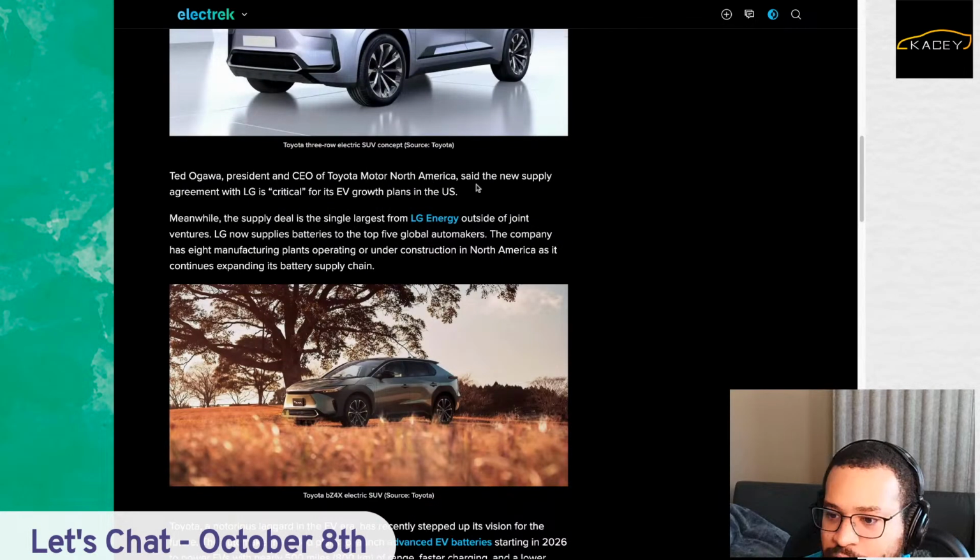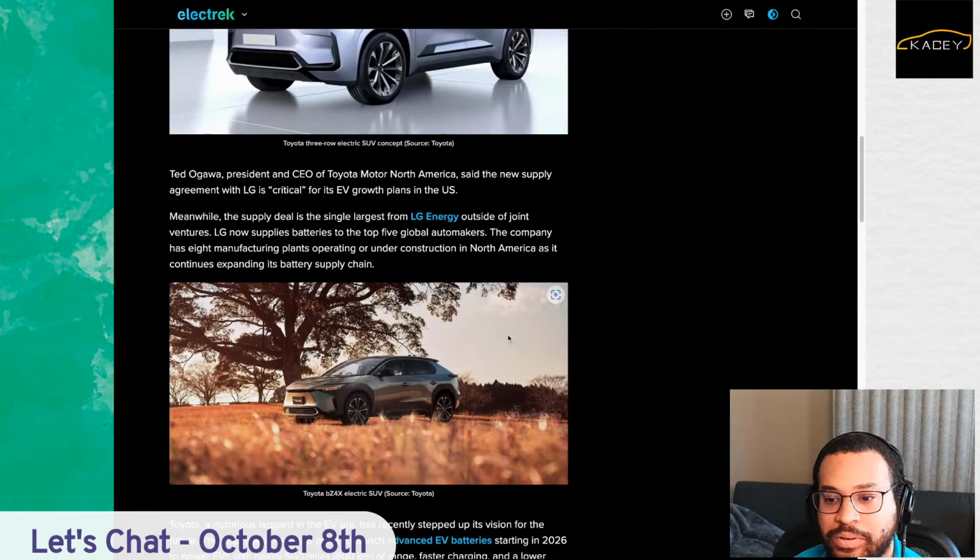The CEO of Toyota North America said the new supply agreement with LG is critical for its EV growth plans in the US. Yes, it is. Meanwhile, the supply deal is the single largest from LG Energy outside of joint ventures. Oh, so they're purely a customer. It's not a joint venture. Interesting. The company now has 8 manufacturing plants operating or under construction in North America as it continues expanding its battery supply chain.